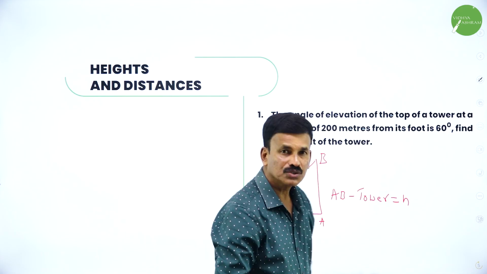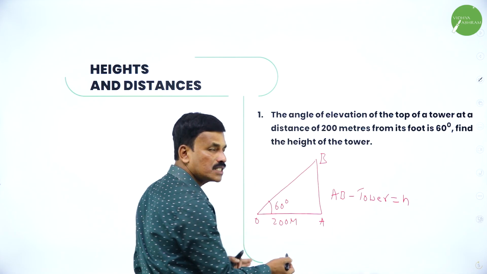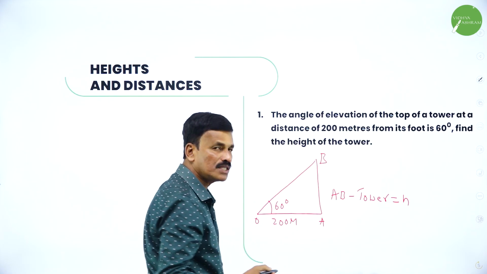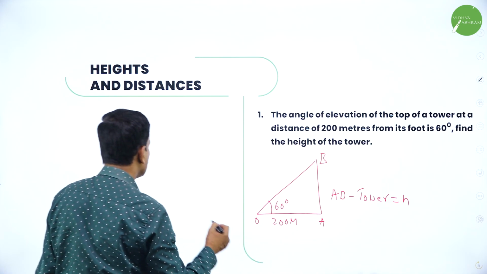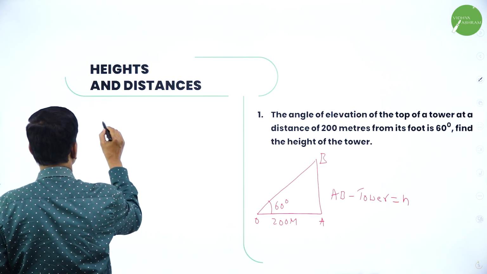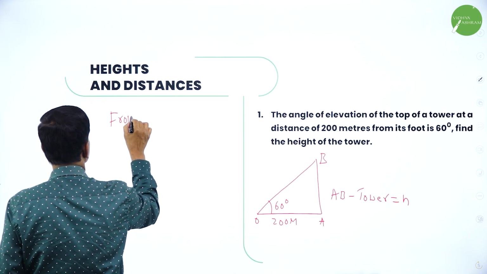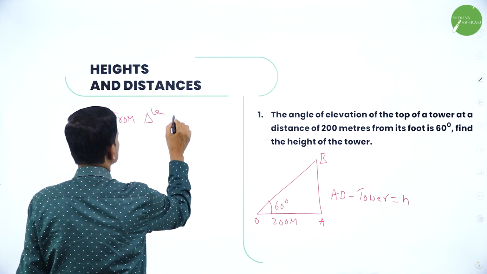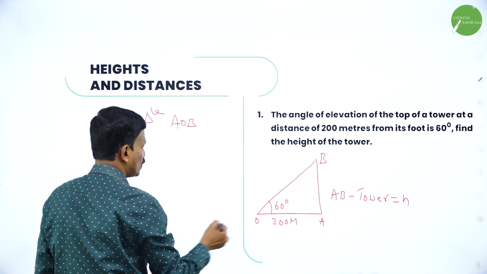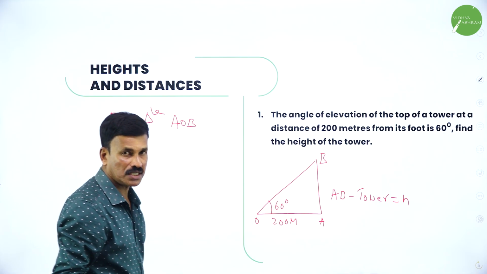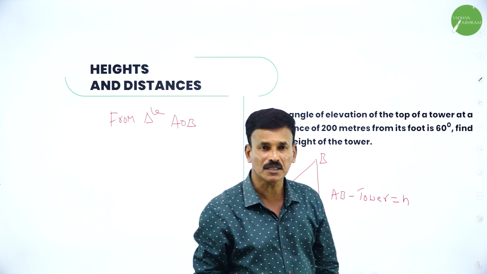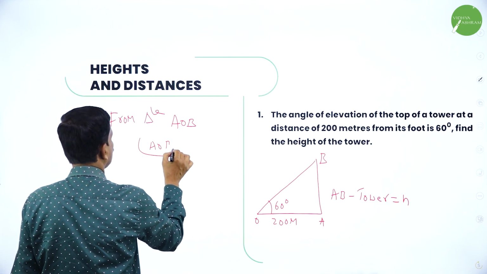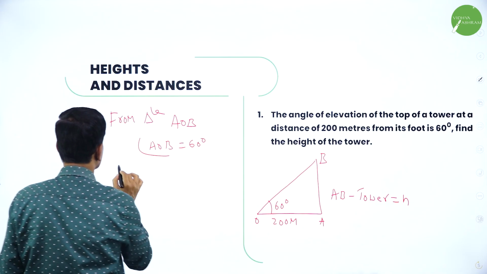So the distance from O to A is 200 meters, and what is required to find is AB, which is equal to H, that is the height of the tower. Now from the figure, from triangle AOB, theta is equal to 60 degrees. Just find out tan theta. So this angle AOB is equal to 60 degrees.